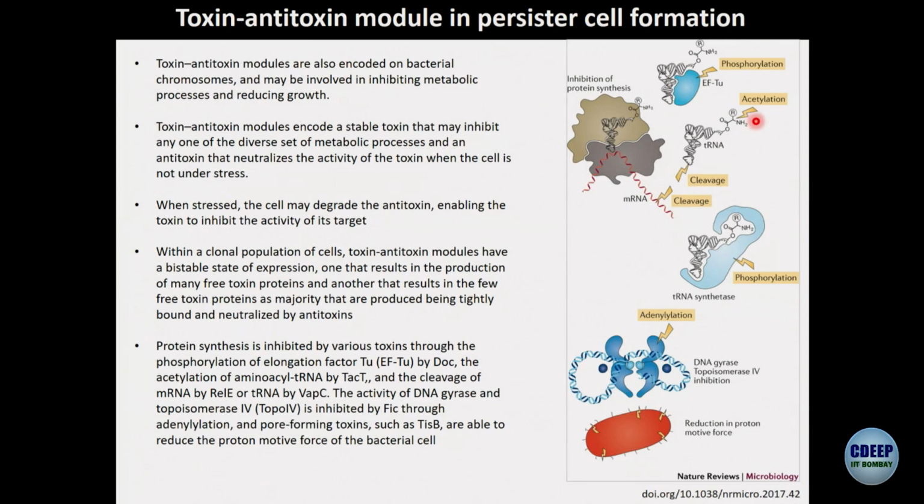There is also a possibility that the tRNAs get acetylated. The acetylation of aminoacyl-tRNA is done by a protein called TacT. The moment it acetylates, the tRNAs do not get charged by aminoacyl-tRNA synthetase. Again, translation slows down. You can also see mRNA getting degraded by RelE, or tRNA getting cleaved by a protein called VapC. These are different proteins essentially lowering the translation rate.